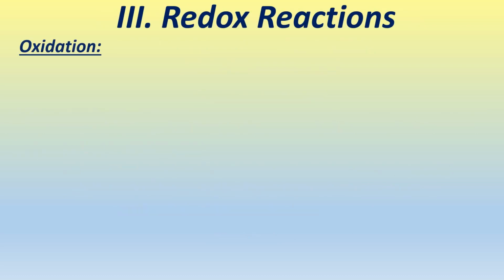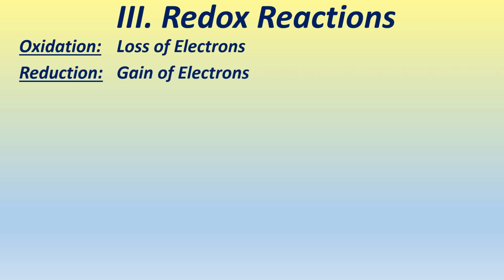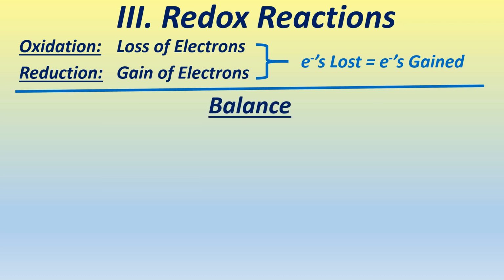The third aqueous reaction is called redox, short for oxidation and reduction. Oxidation is defined by the loss of electrons. Reduction is defined as the gain of electrons, perhaps the easiest to remember since an electron has a negative charge. So if you're adding negatives, the charge is going down or being reduced. The key point for these reactions is that it's an exchange. The number of electrons lost has to equal the number of electrons gained. That means when looking at a redox reaction, one has to balance both mass and charge.